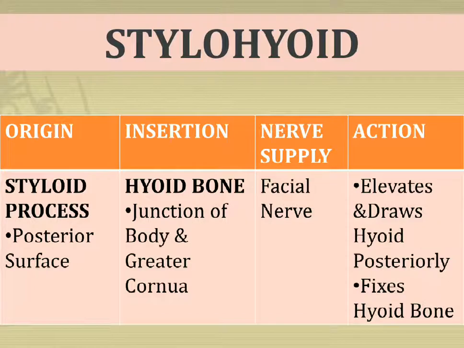So basically the styloid process is also towards the posterior side, on the back side. If we compare it with the hyoid bone, it is on the back side. So the point of origin is pulling the hyoid bone to its own side. So it will elevate and draw the hyoid posteriorly.